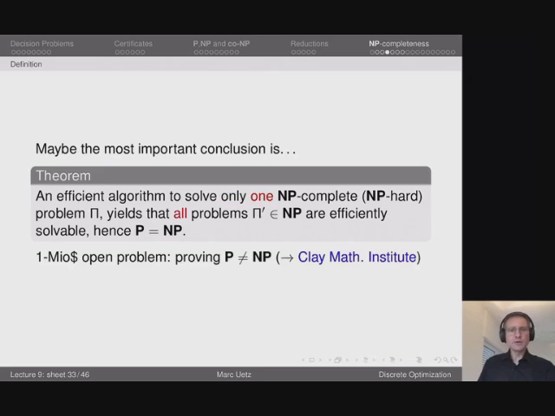So you may know that there is a $1 million prize for somebody proving that P is indeed unequal to NP. Okay, so there's a strict separation indeed between deterministic polynomial time algorithms and non-deterministic polynomial time algorithms. But so far, such a proof doesn't exist, and the $1 million are still open.